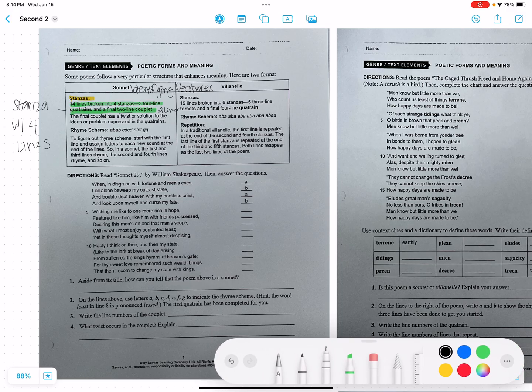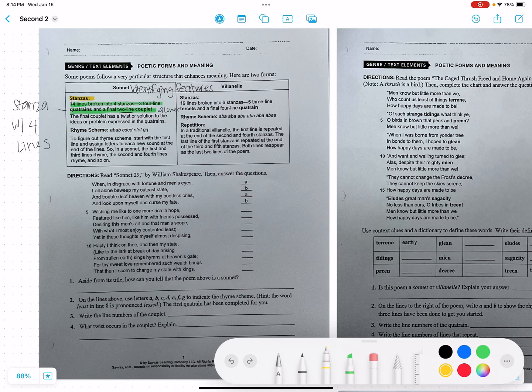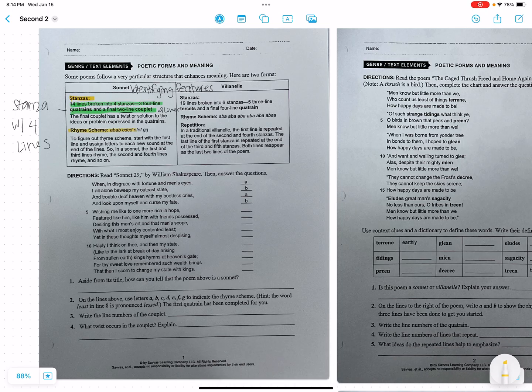The rhyme scheme, we talked about this last week. The way the words end has a different rhyme scheme in a sonnet, so our rhyme scheme in a sonnet is going to be A B A B, C D C D, E F E F, and our rhyming couplet is G G. So, to figure out the rhyme scheme, start with the first line and assign letters to each new sound at the end of the lines. So in a sonnet, the first and the third line rhyme, the second and the fourth lines rhyme, and so on.